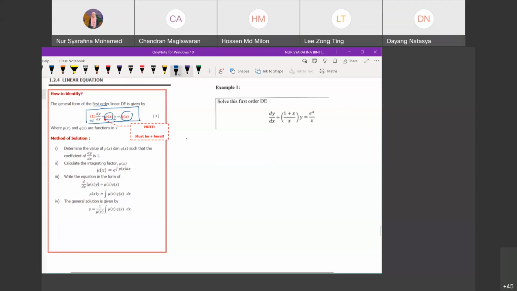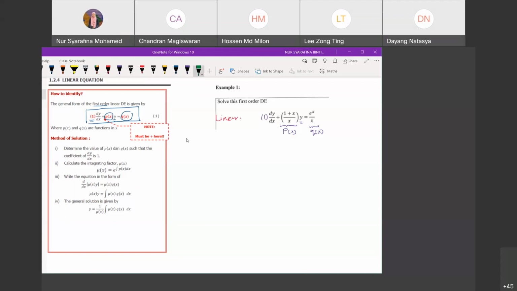Okay, let's take a look at the example here. The coefficient of dy dx here is 1, right? And there is a function of x together with y, which is p(x) here. Okay, and then there is a function of x in the right hand side, which is q(x). Right, so it fulfills the general form of linear equation. Then we can say that this is linear. So now this is linear.